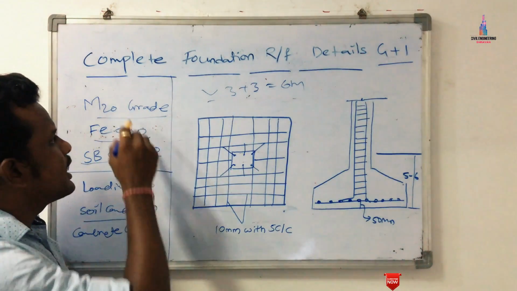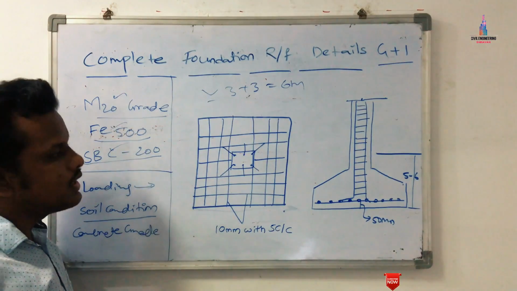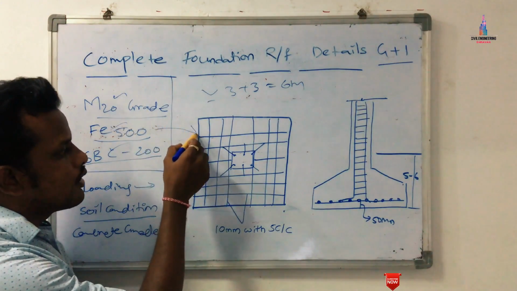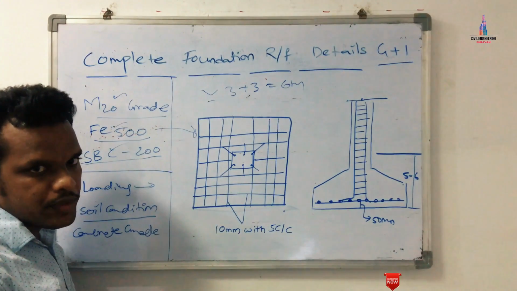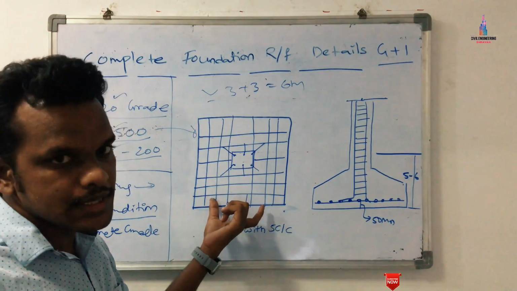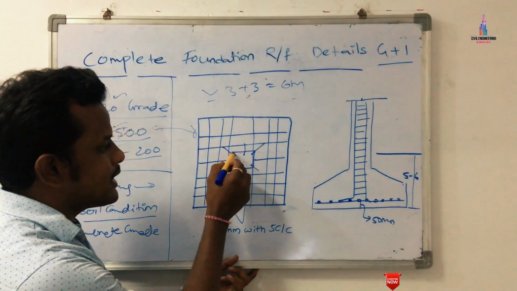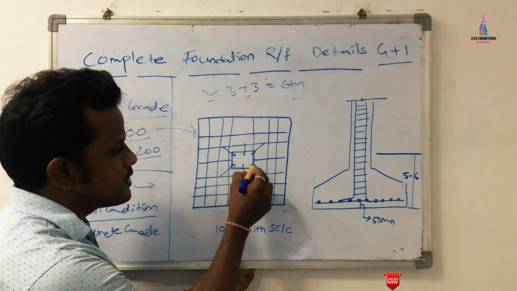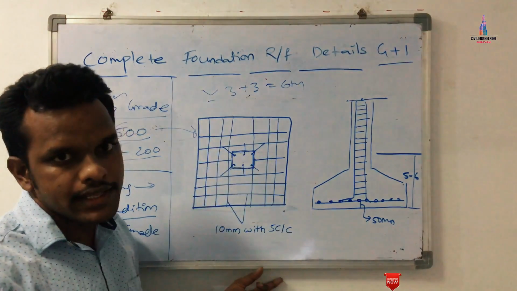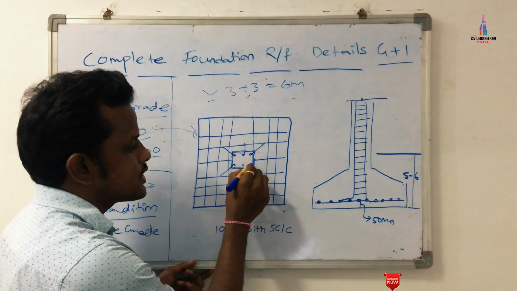If the grade of the concrete is M20, Fe 500, and the soil bearing capacity is 200, then you need to consider these reinforcement details for the G+1 building. This is the trapezoidal reinforcement detail, and this is the top view of the building, and this is the front view of the building. Inside this section, it will consist of the column top view like this, which has 6 bars in the top view section you can consider.